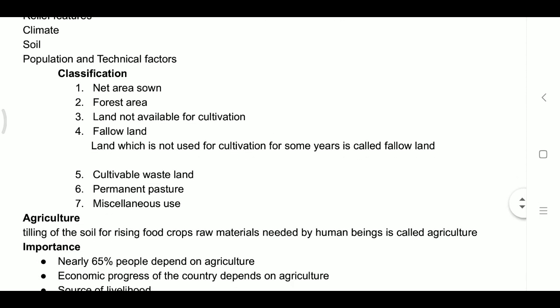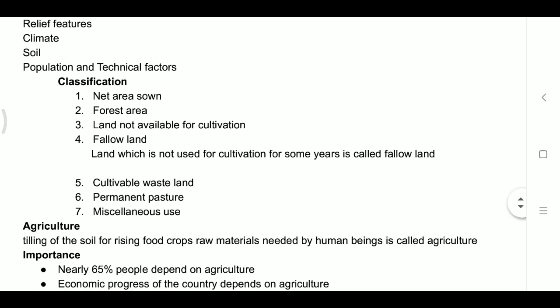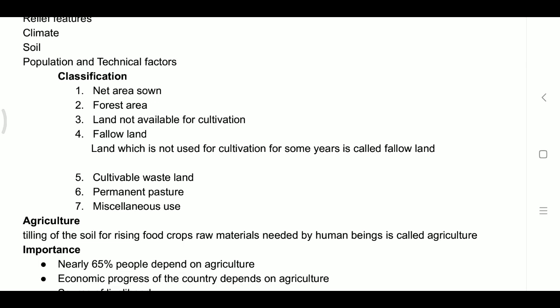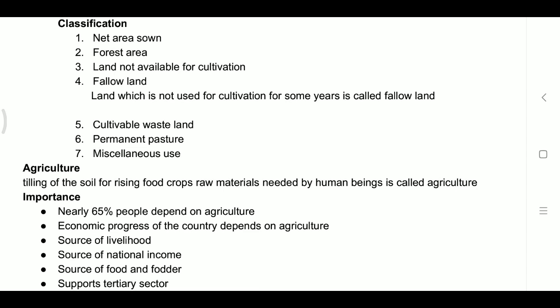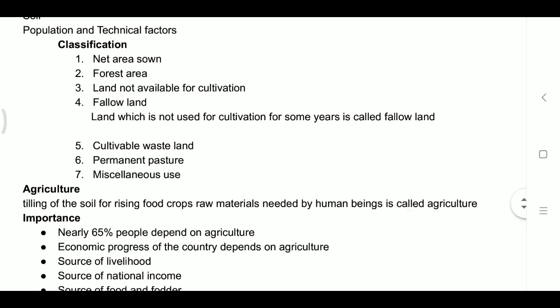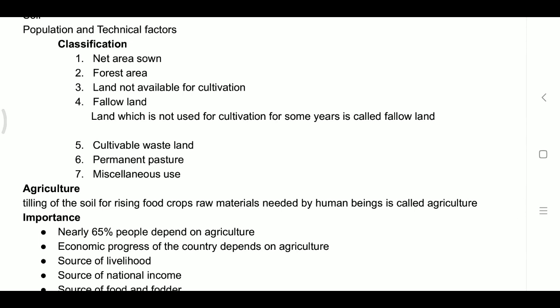How is India's land resource classified? Sown area, forest area, land not available for cultivation, fallow land, which means land not cultivated for some years, cultivable wasteland, permanent pasture, and miscellaneous use. These are the different types of land use.